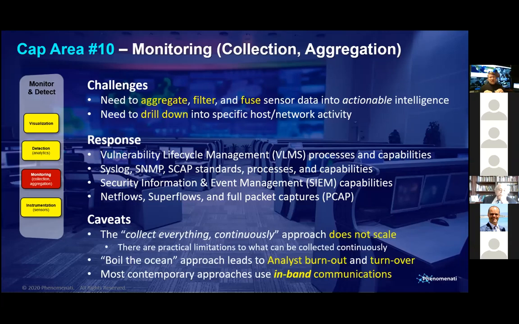This idea that we can collect everything continuously just doesn't scale, right? It's absurd. And worse, we're dumping all this data onto analysts that don't have any context, so they don't have any idea how to sort it out. Number one problem here is analyst burnout and turnover. We dump this data on top of them. More data is not better.